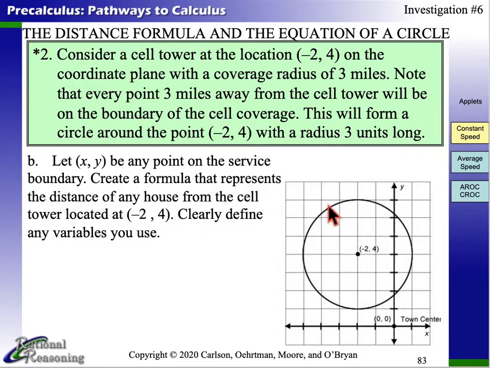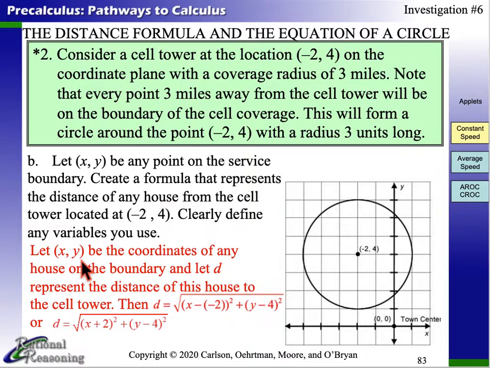We want x, y to be any point on the surface, the distance to the house from the cell tower located. Clearly define any variables that you might use. So what do we need to know? Well, x and y could be anything this time. Last time x was varying, but y was 2. So it's going to give us an overall formula that we can work with.